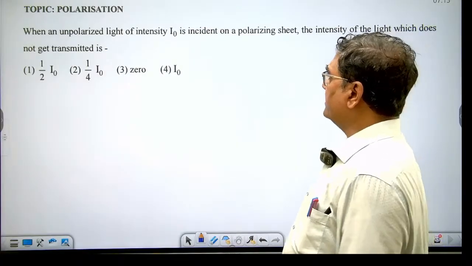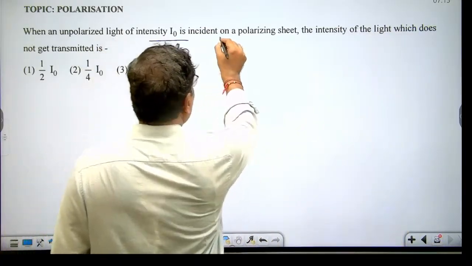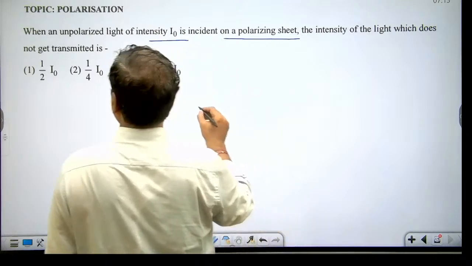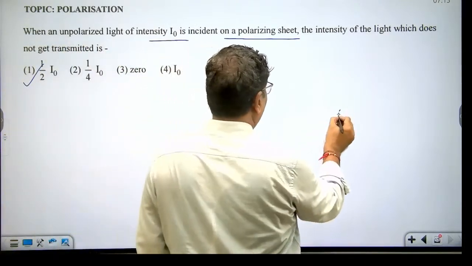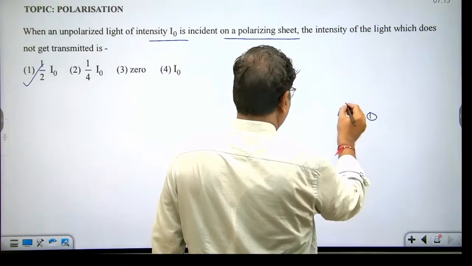When an unpolarized light of intensity I naught is incident upon a polarizing sheet, the intensity of light which does not get transmitted is equal to I naught upon 2. So option 1 is the correct answer.